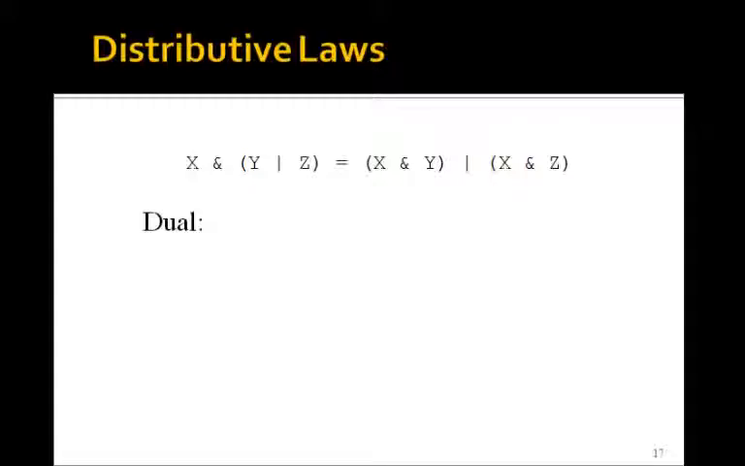But the dual must also be true. So in Boolean algebra, x OR (y AND z) is equal to (x OR y) AND (x OR z). That is, the OR also gets distributed over this AND. This one, of course, isn't true in regular algebra.